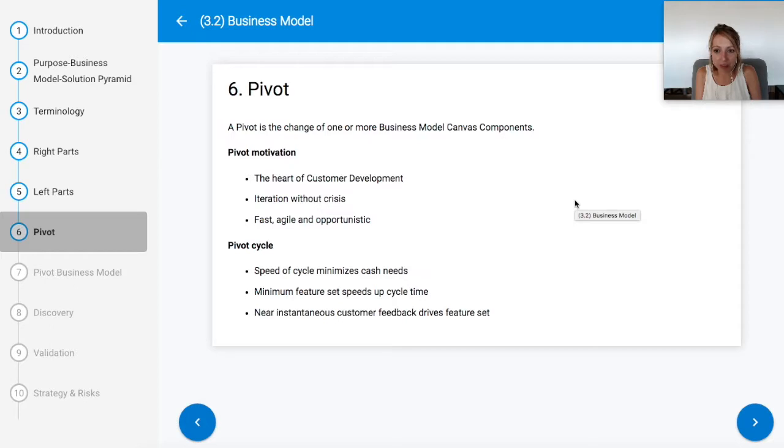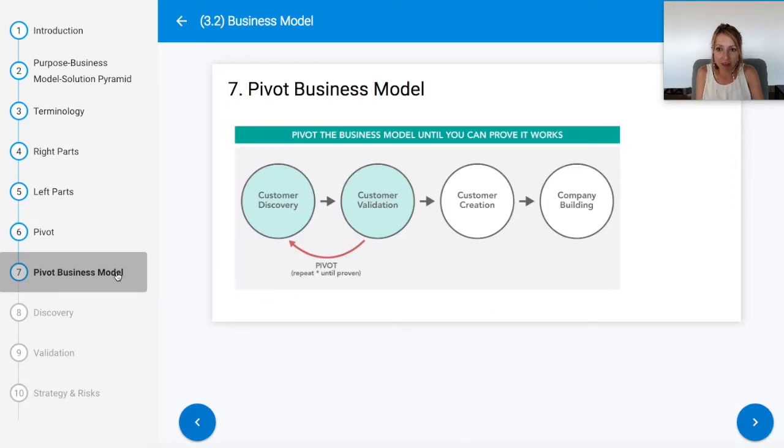And then the pivot cycle is the speed of the cycle. Minimize cash needs: minimum features that speed up cycle time, and near-instantaneous customer feedback drives the feature set. It's very important to understand that we are doing a startup. We must be agile, and we must be fast. Pivot fast and learn very, very fast. How can we pivot our business model until we can prove that it works?